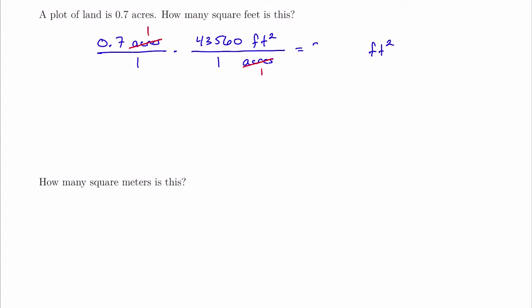And 0.7 times 43,560 is 30,492. So we can conclude by saying this plot of land is 30,492 square feet.